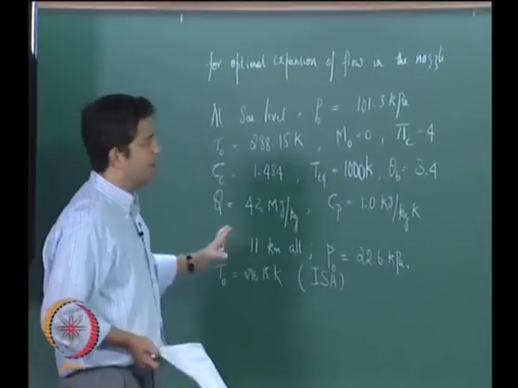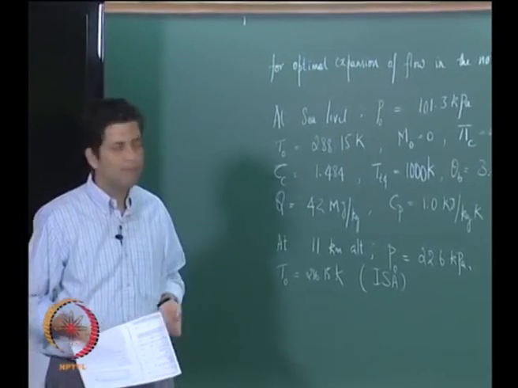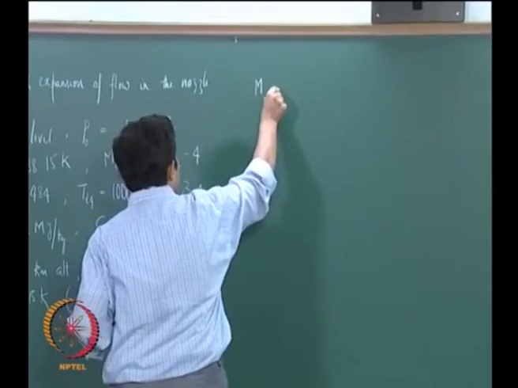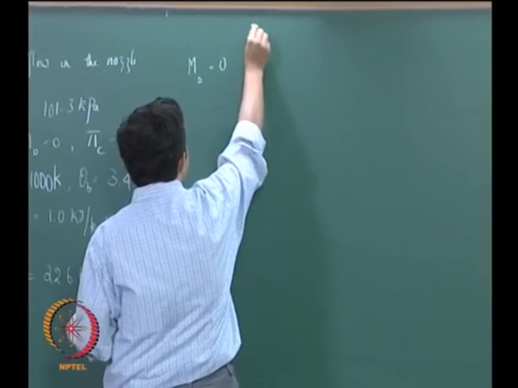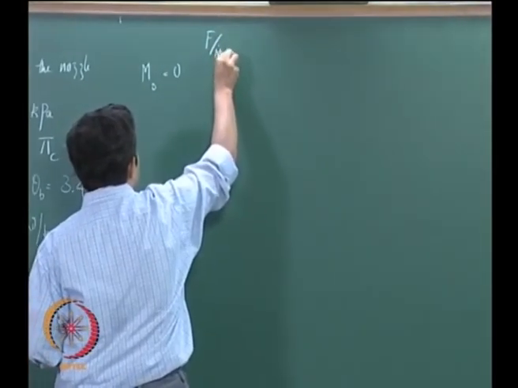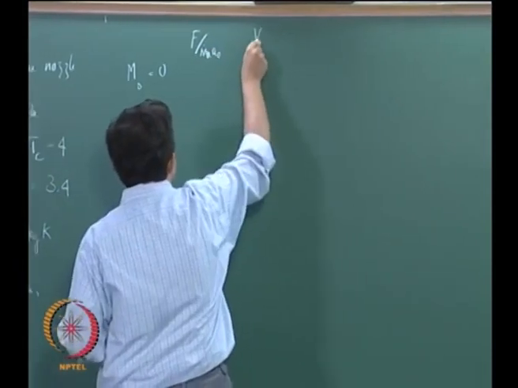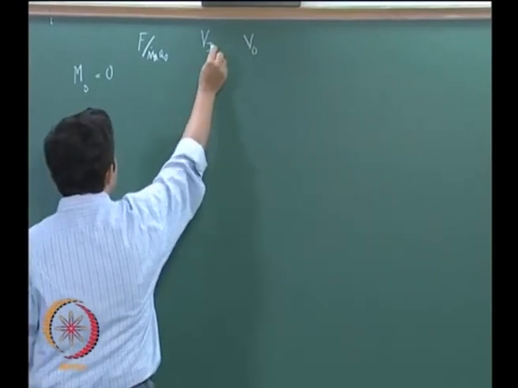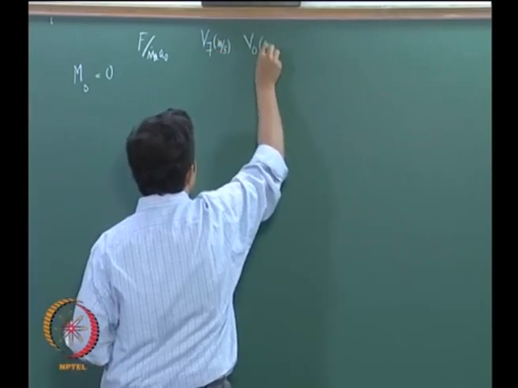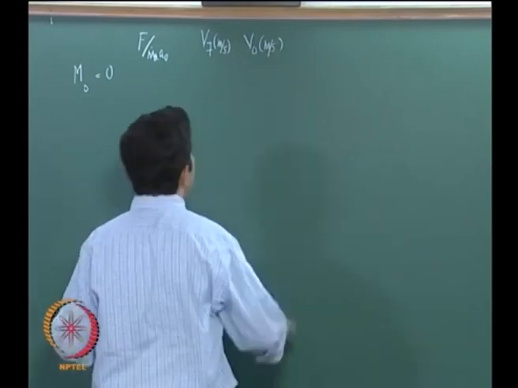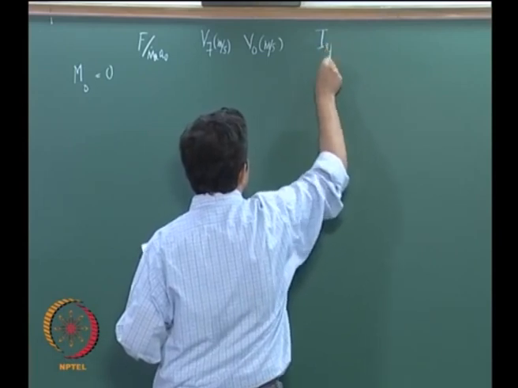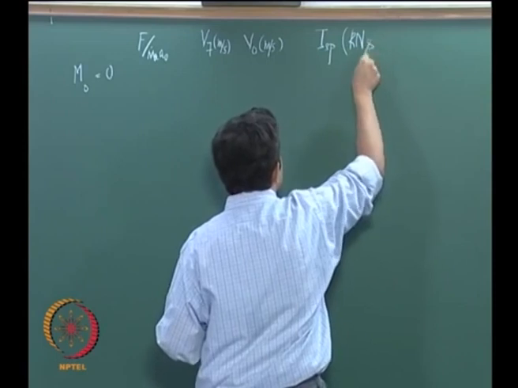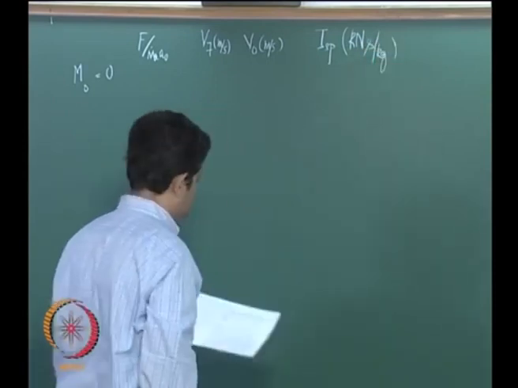Now if we use this and calculate F by m dot a naught and ISP, we have all the parameters here to calculate both of them. We will get this kind of a table. M naught is equal to 0, then I will also put V7, V0, both these in meters per second. And lastly, ISP in kilonewton second per kg. Okay.